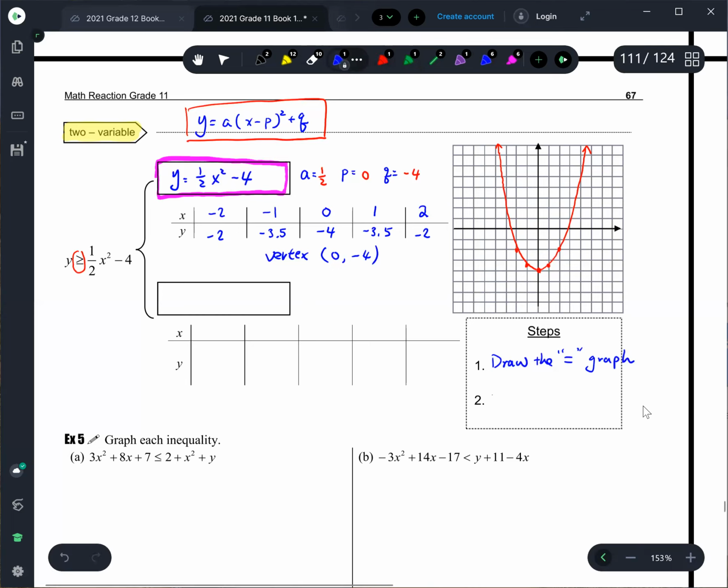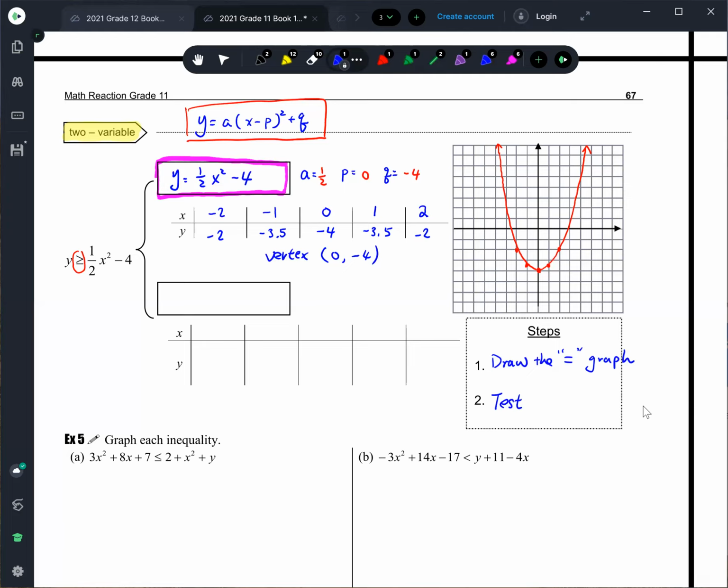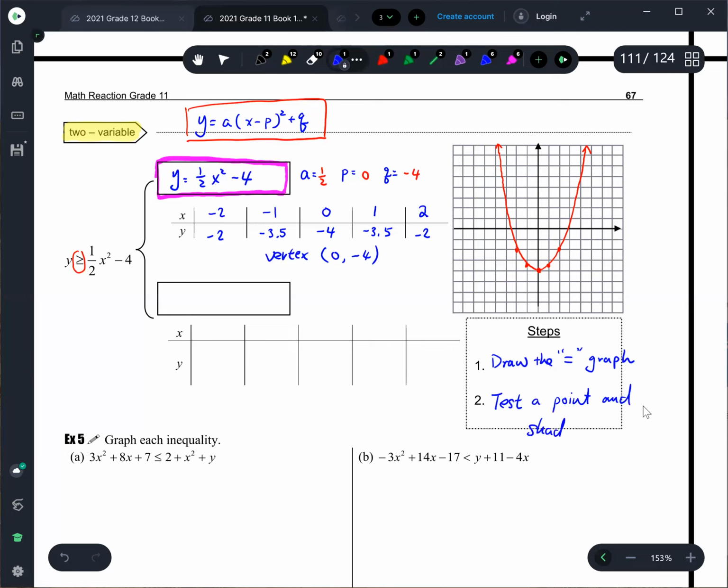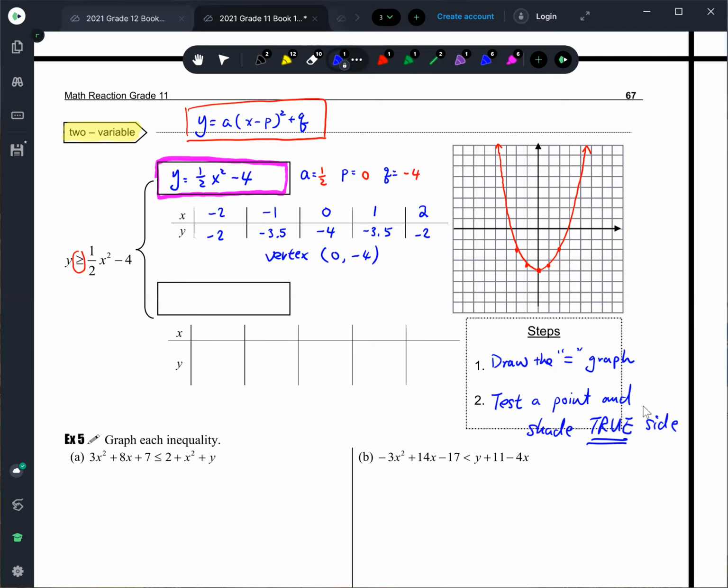Step 2 is to test. So you test a point that is not on the graph, okay? Usually we look at (0, 0). If (0, 0) is not on the graph, we can use it. So test a point and shade the true side. Remember, always shade the true side. True means it's an answer. You want to show where the answers are.